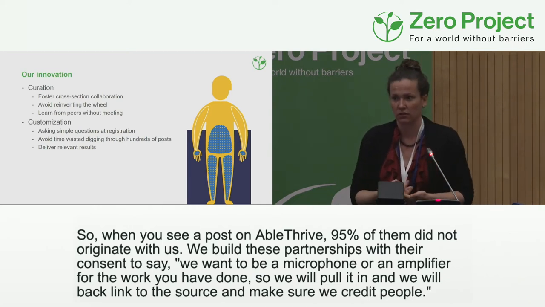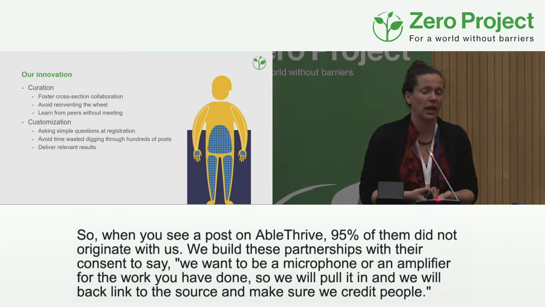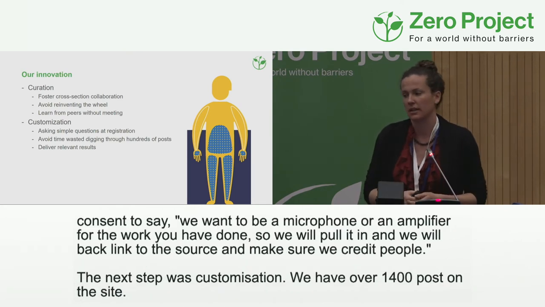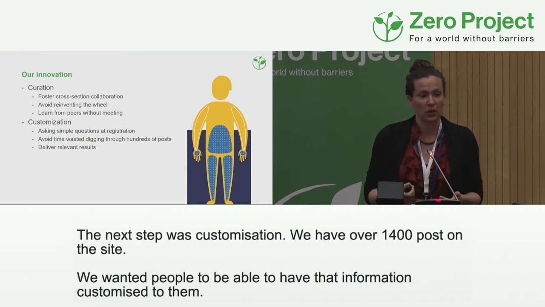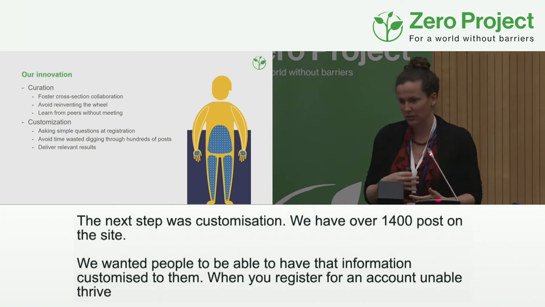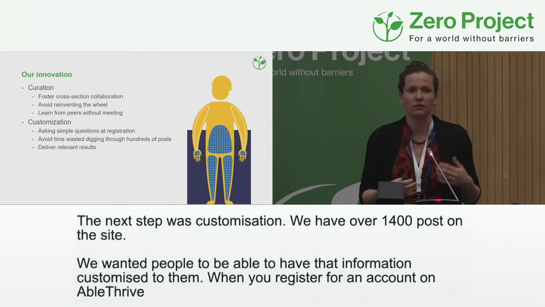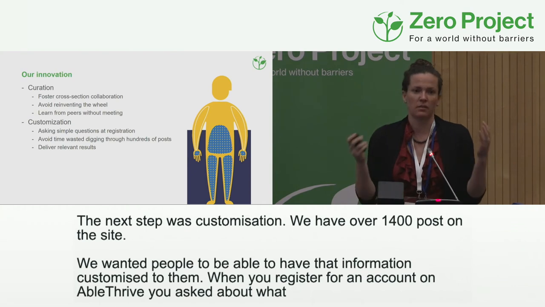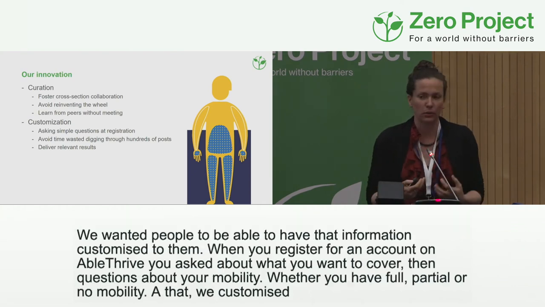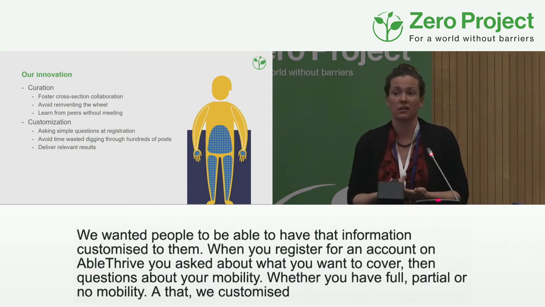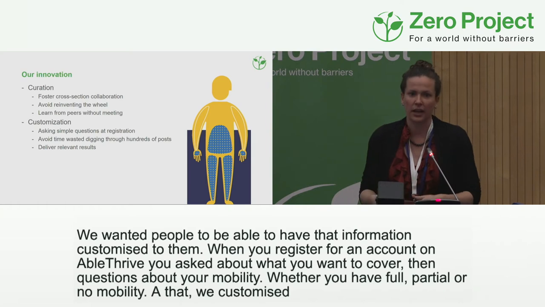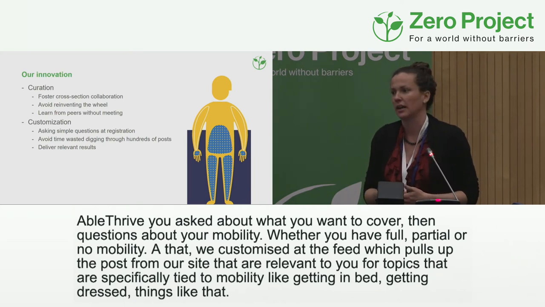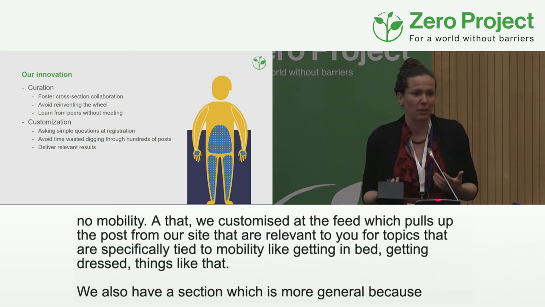The next step was customization, because now we have over 1,400 posts on the site in these different categories. And so we wanted people to be able to have that information customized to them. So when you register for a free account on AbleThrive, you're asked what you're interested in out of the categories we cover, and then a few questions about the mobility of your arms, fingers, trunk, and legs, whether you have full, partial, or no mobility. Based on that, we customize a My AbleThrive feed, which pulls out the posts from our site that are relevant to you for topics that are specifically tied to mobility, like transferring in bed or getting dressed. And then we also have a section that's more general, because not everything that people want to learn about is tied to mobility.